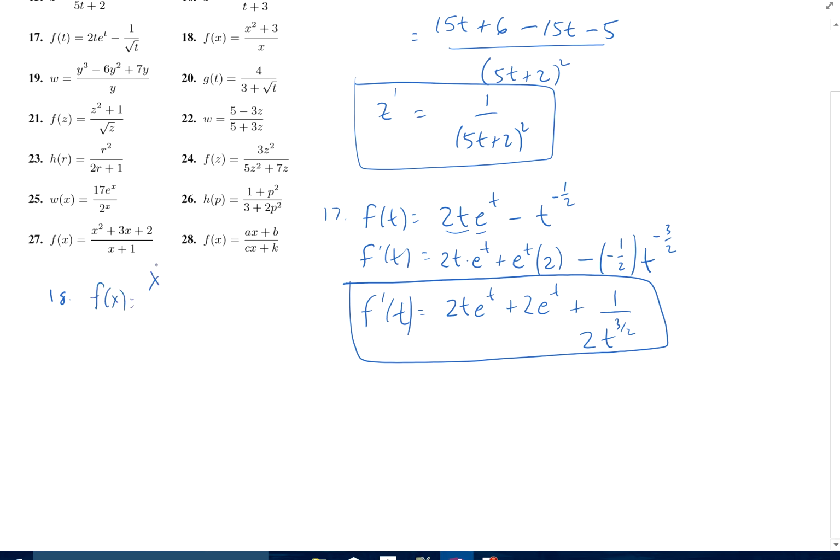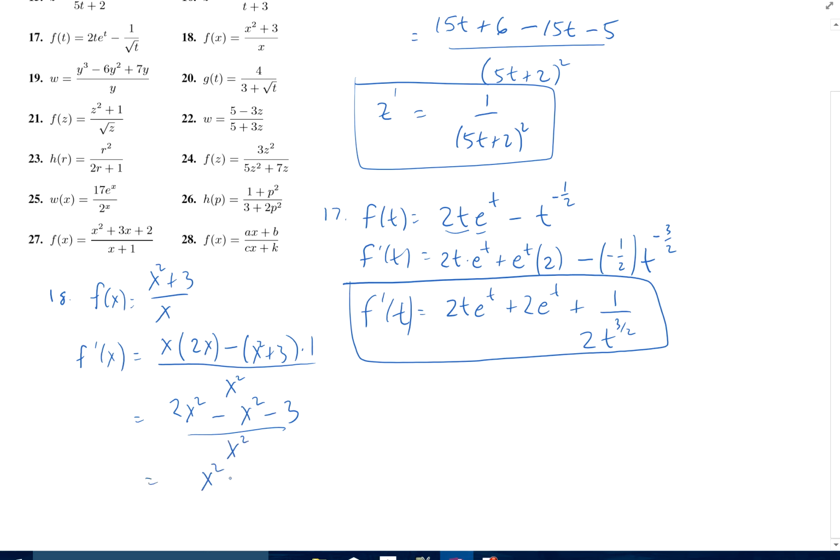F of x equals x squared plus 3 over x, so f prime of x, it's a quotient, so it's the bottom times the derivative of the top minus the top times the derivative of the bottom all over the bottom squared. So simplifying, we get 2x squared minus x squared minus 3 all over x squared. So that becomes x squared minus 3 over x squared. And I know that none of you would try to cancel that x squared, because that has to divide into both.